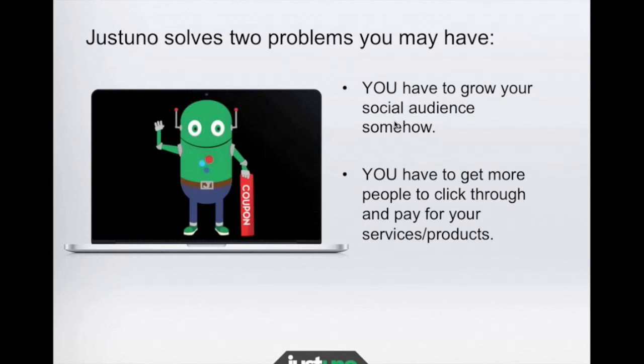Also, the other problem Justino solves is you have to get people to click through and pay for your services and products. So how do you do that? We do that through something we call social incentivizing. At its core, social incentivizing is asking a website visitor to perform some sort of social action in exchange for something, whether that's a discount, free shipping, some free corporate swag, or even access to gated content, for example. So next slide, please.